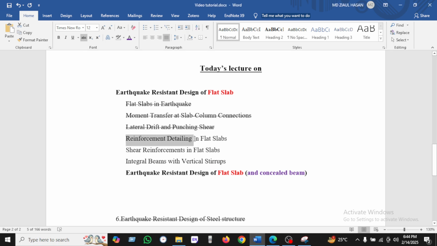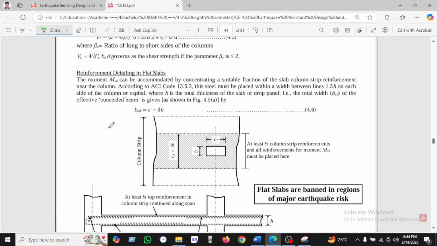So another topic is reinforcement detailing in flat slab. So let's see here reinforcement detailing of flat slab. The ultimate unbalanced moment Muv can be accommodated by concentrating a suitable fraction of the slab column strip reinforcement near the column. According to the ACI code, the steel must be placed within the width between lines 1.5h on each side.